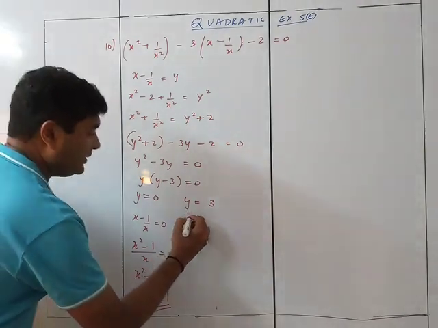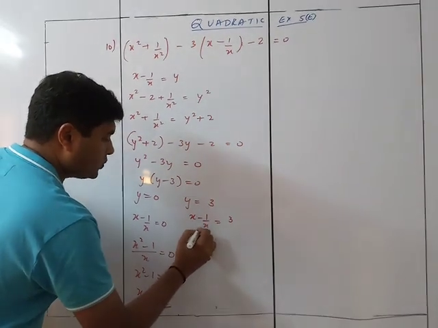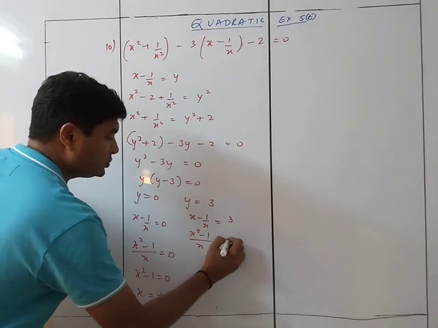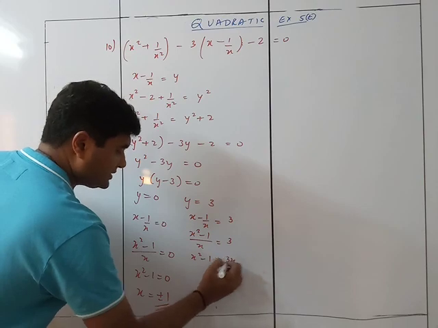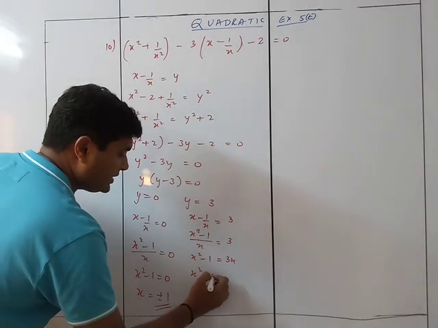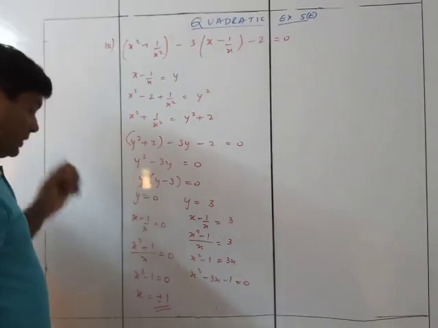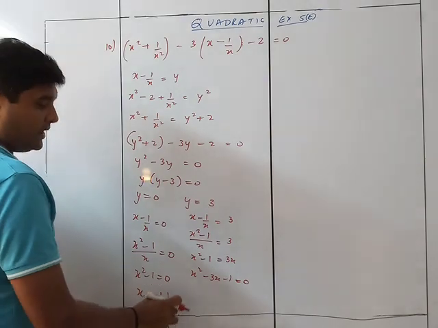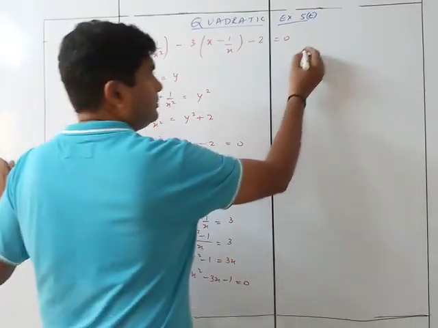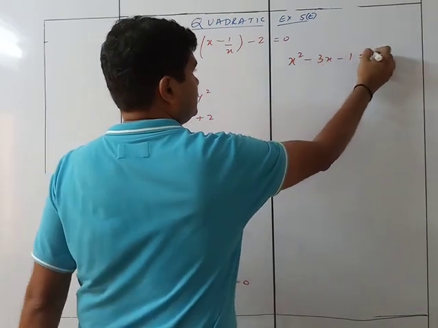In the second part we got x minus 1 upon x is equal to 3. So x square minus 1 upon x is equal to 3, so x square minus 1 is equal to 3x, or x square minus 3x minus 1 is equal to 0. Factorization is not possible at all, that's why we'll have to take the method of formula.